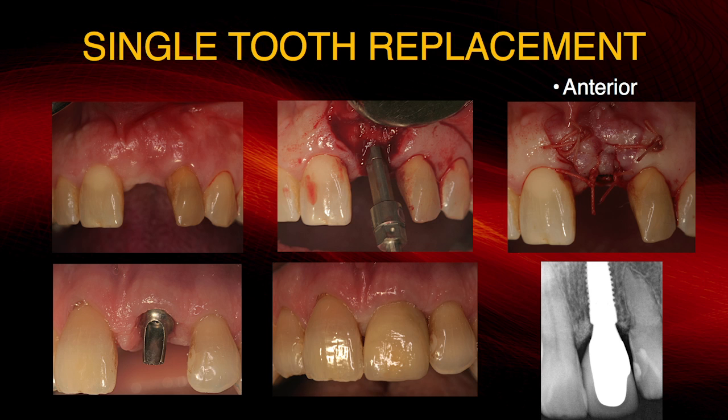Another idea is we can help prevent doing connective tissue grafts if we design our flaps properly. So you can see here is a site where we're going to place a single implant to replace a central incisor. We're going to design the flaps so we come around from this area in here. We're going to come around the lingual.